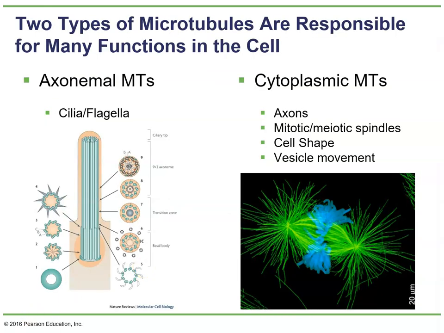So there are two different types of microtubules for the functions in the cell. Axonemal microtubules are involved in cilia and flagella, and they're organized in various patterns, and you don't have to memorize these or anything, but just recognize there are different ways that these can be stacked together and organized to form cilia or flagella. There are also cytoplasmic microtubules that are involved in axon formation, mitotic and meiotic spindle formation during cell division, the structure and shape of the cell, and also vesicle movement. So these are two different types, depending on where they are and how they're organized.